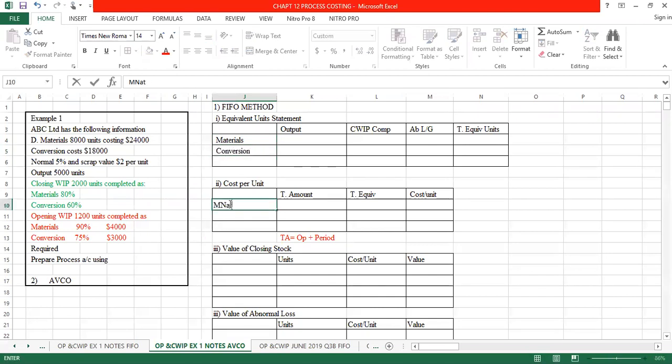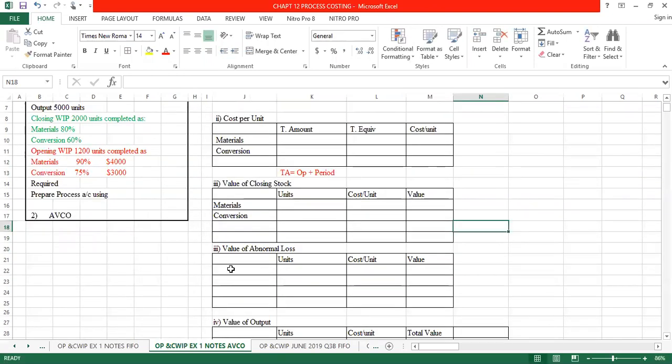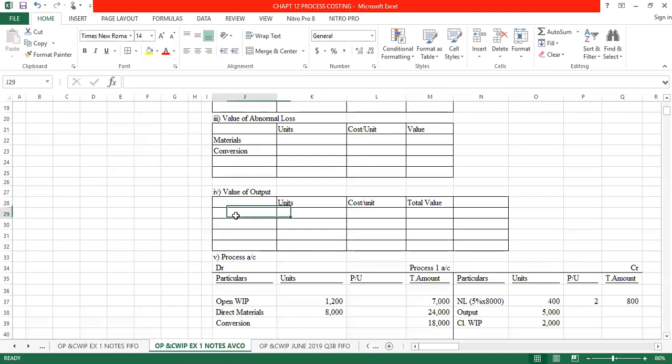There is materials, and there is conversion. I'm just posting everywhere. So we are just picking from where we had stopped.